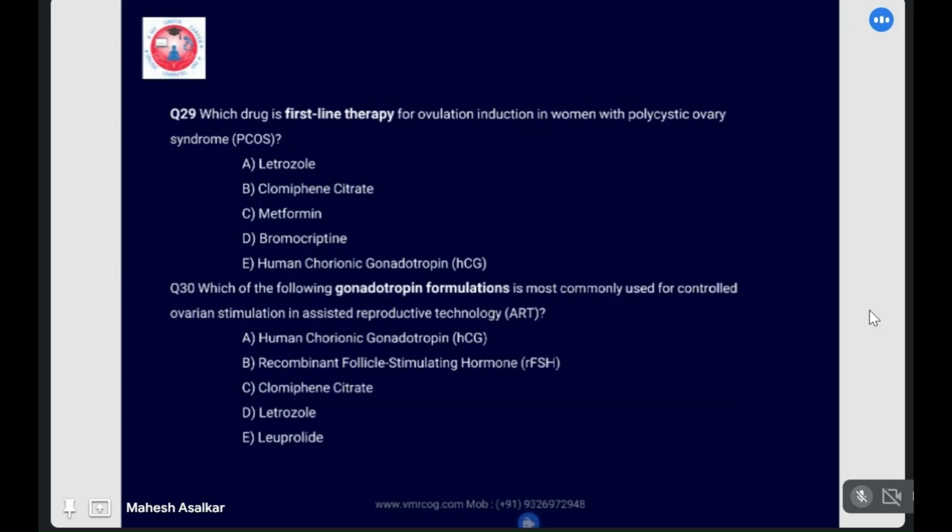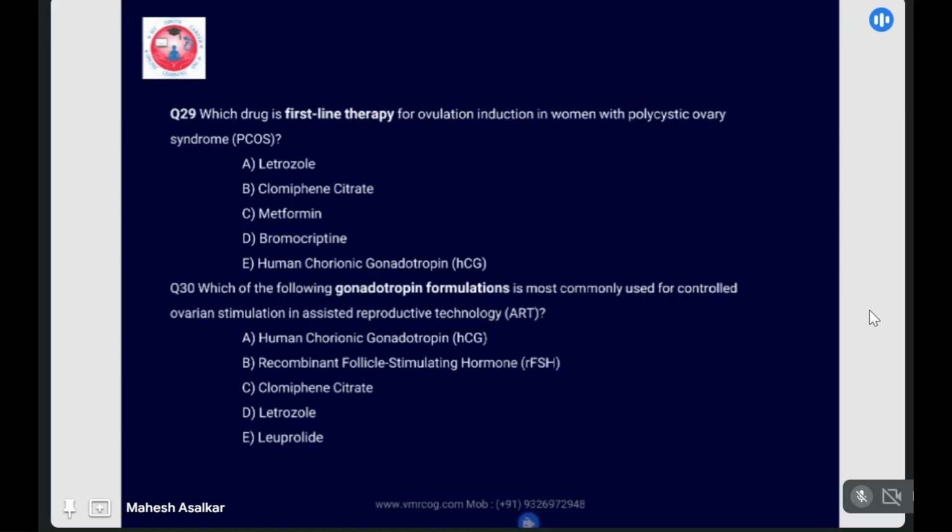Go ahead with the next question. Which of the following gonadotropin formulations is most commonly used for controlled ovarian stimulation in ART? It is HCG, recombinant FSH, clomiphene citrate, letrozole, and leuprolide. So it is gonadotropin formulation. COH, controlled ovarian stimulation. Recombinant FSH. Yes.